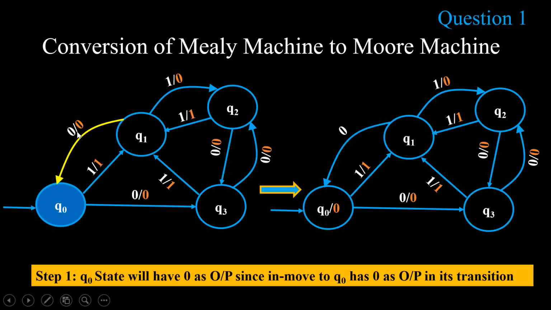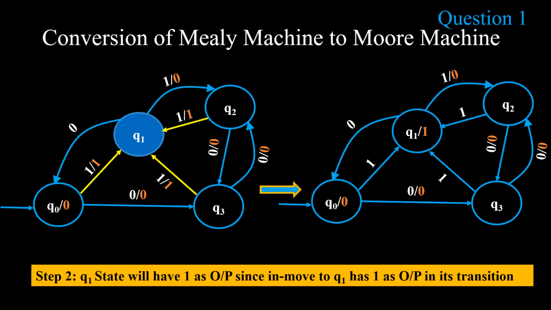Whatever output we have corresponding to this input, we will put in the from transition to state. Just see this. This is the output of Q0 which has been put now, Q0 / 0, and it has been removed from this state.